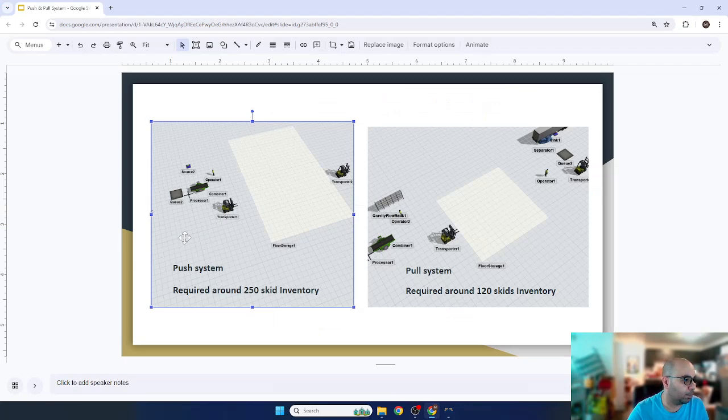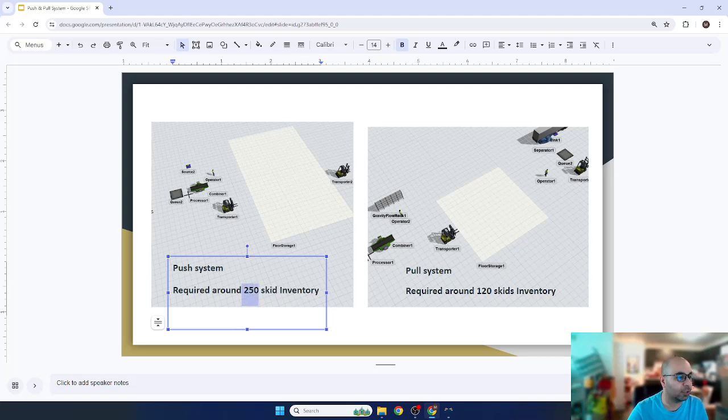So this is the push system, and you can tell it required 250 skids of inventory based on the simulation we ran. The pull system is going to require around 120 skids of inventory. And both of them are actually running on the same customer demand.